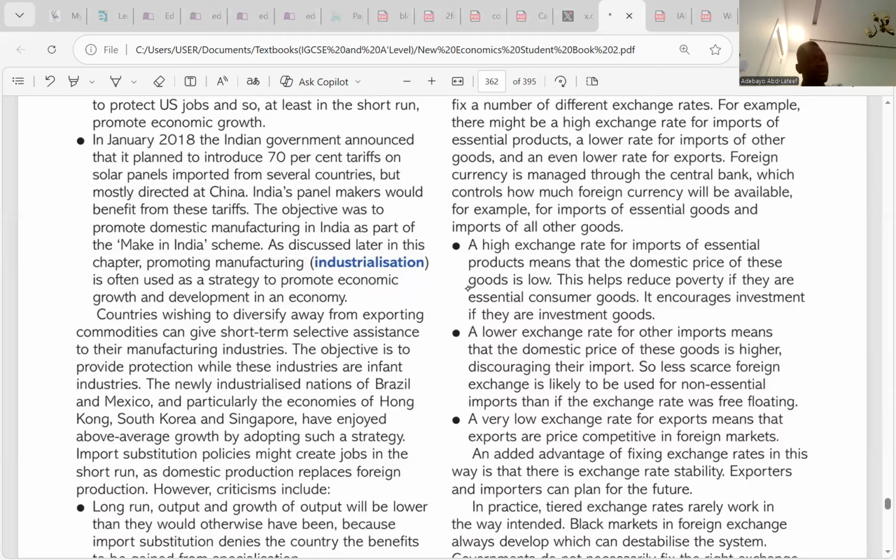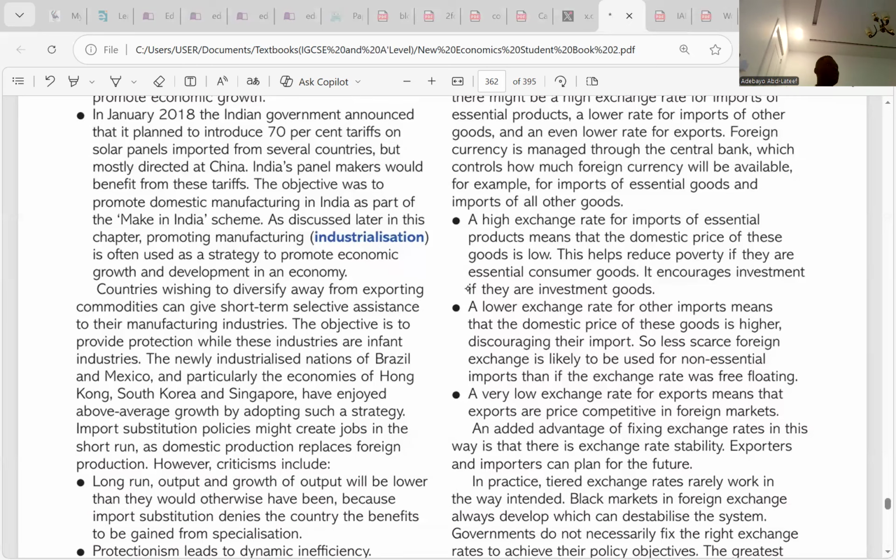Who pays the tariffs? Is it the exporter or the importers? Those importing firms that rely on imported Chinese solar panels to sell in the domestic market have to pay the 70%. The Chinese companies only get the original price, right? The 70% goes to the government, not to the Chinese companies. It's a tariff, so it goes to the government. But do you know why it is like that?